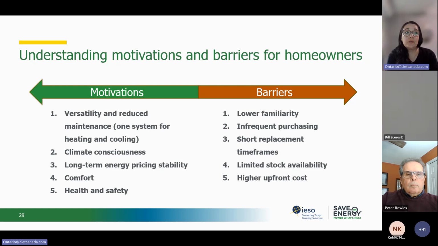Heat pumps are also shown to provide more consistent comfort throughout the home, more stable temperatures, and then some of the health and safety considerations we talked about earlier, like removal of potential fire hazards and carbon monoxide. But there's still significant barriers that exist in the market to adoption of heat pumps. There's lower familiarity, I think, partly within the contractor network, as well as across homeowners themselves. There's still infrequent purchasing. There's still limited stock availability at times. From what I hear, I don't know if that's necessarily true. And the higher upfront cost is definitely still a barrier.